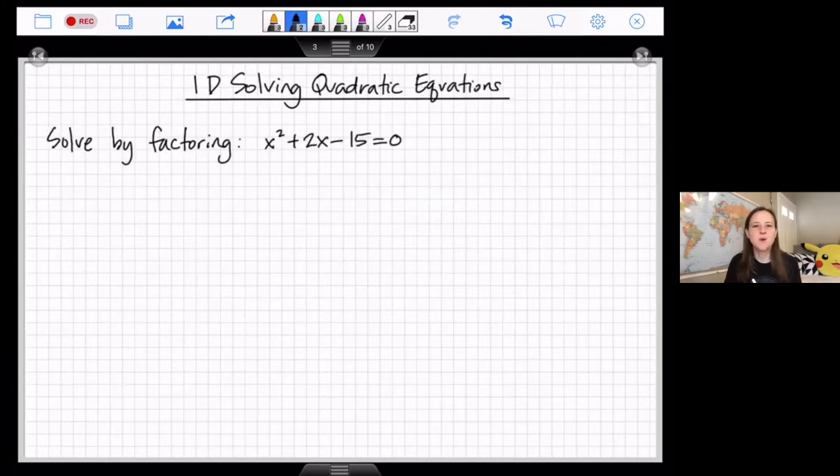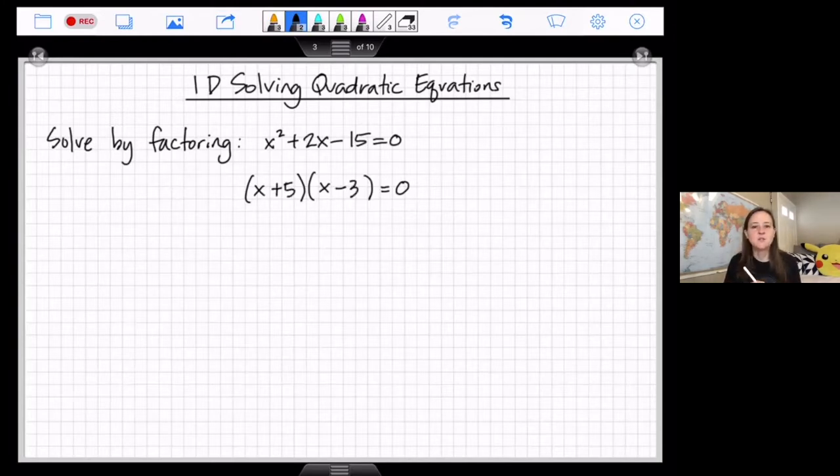So we're going to solve this one by factoring: x squared plus 2x minus 15 equals 0. You solve by factoring just by factoring. So I'm going to factor x squared plus 2x minus 15. Since there's no coefficient on the x squared, I just need to look for numbers that multiply to give me negative 15 and add to a positive 2. How about plus 5 and minus 3? Those multiply to give me negative 15 and they add up to a positive 2.